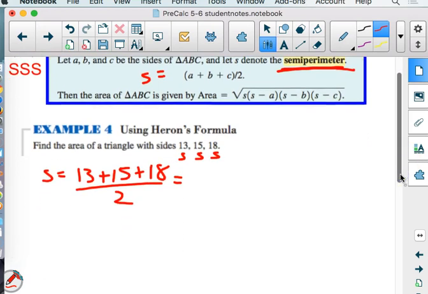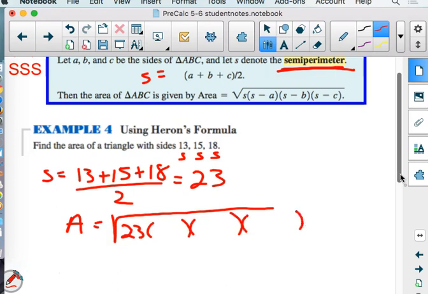What are you getting for your semi-perimeter? 23. And then we grab Heron's formula, find the area, and we need the semi-perimeter, and then we have to look at each of the side lengths and see how far away from that semi-perimeter they are. So how far from 23 is 13? 10. How far from 23 is 15? 8 units. How far away for 18? 5.